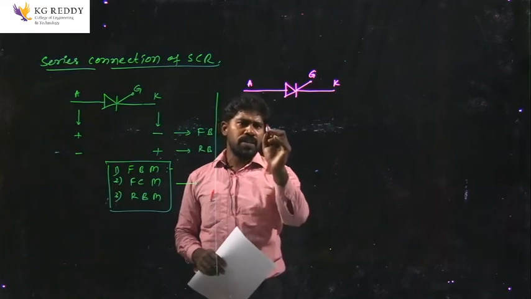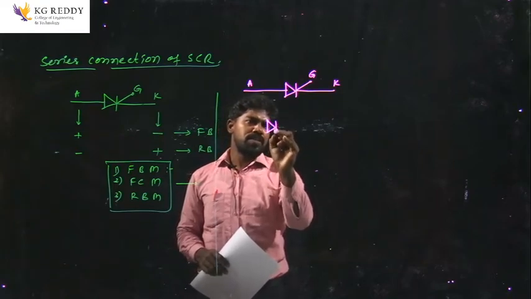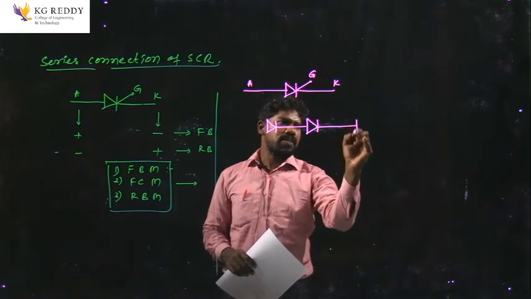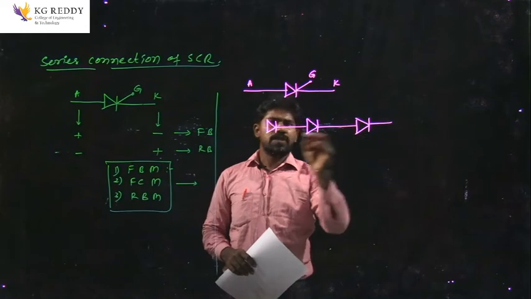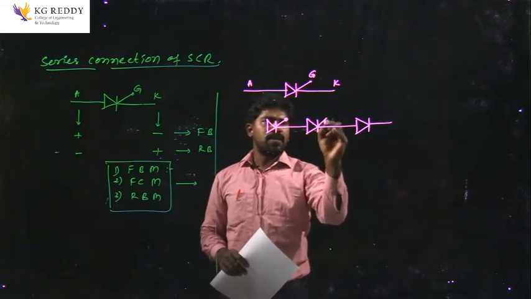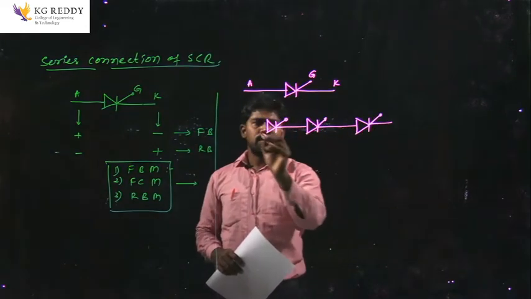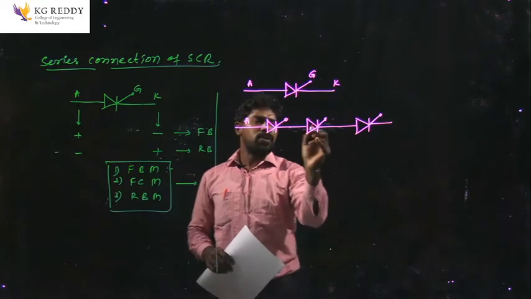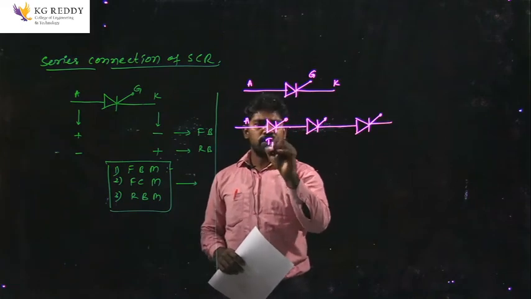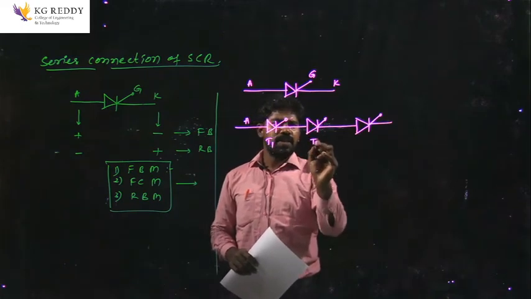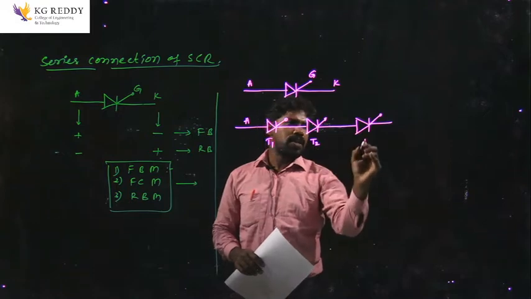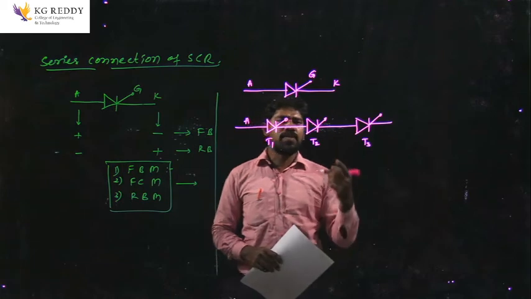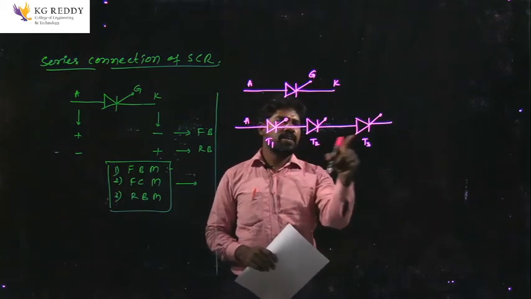Now you can see the series connection of SCRs. I am going to take a number of SCRs in series. This is the gate terminal and this is the gate terminal. This is the anode terminal, this is the cathode, and this is the anode of the second. I represent them as T1, thyristor 1 or SCR 1, this is T2 and this is T3. Now I am going to increase the rating of the circuit by connecting the SCRs in series.